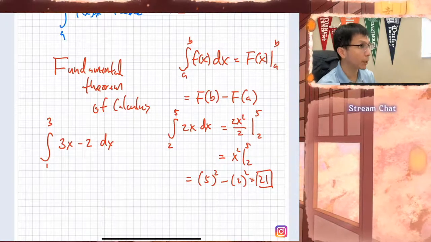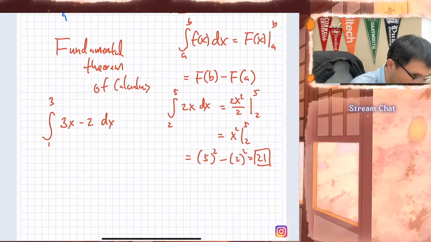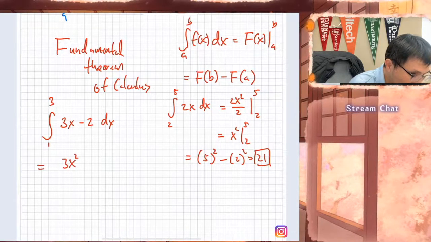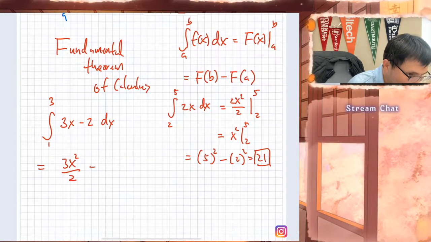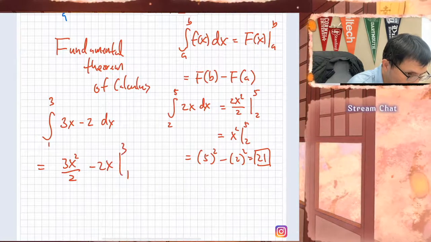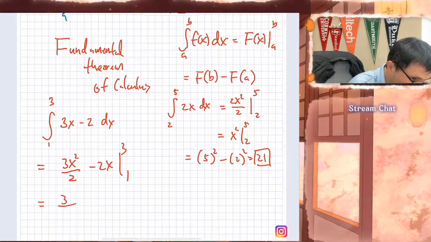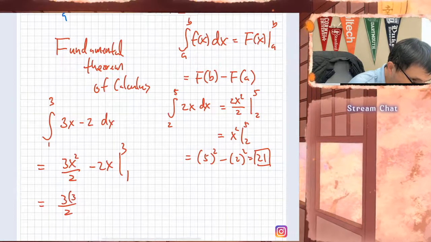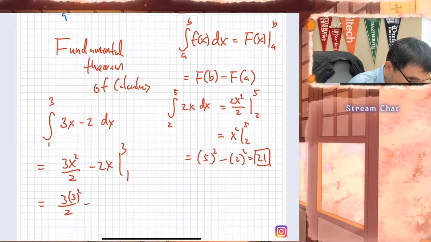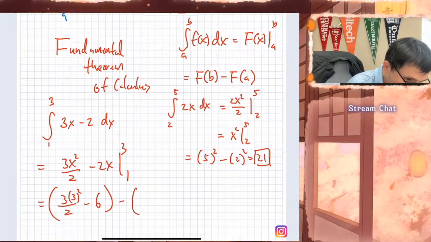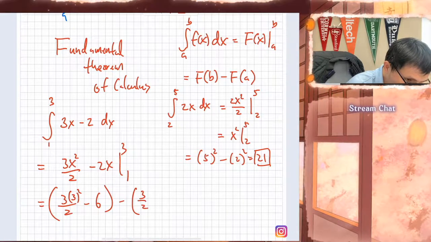What's the integral of 3x? 3x squared over 2, minus 2x, between 3 and 1. Does that make sense? Then I just plug in. So it'll be 3 over 2 times 3 squared, minus 2 times 3 is 6. And it's minus 1, so it'll be 3 over 2 minus 2.